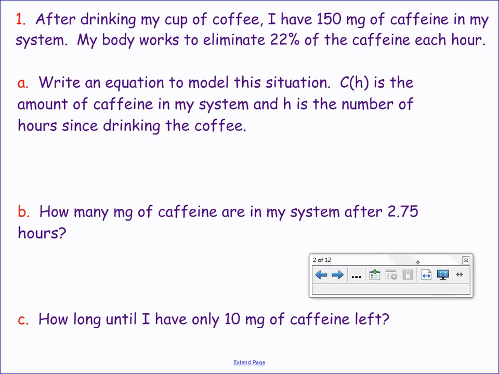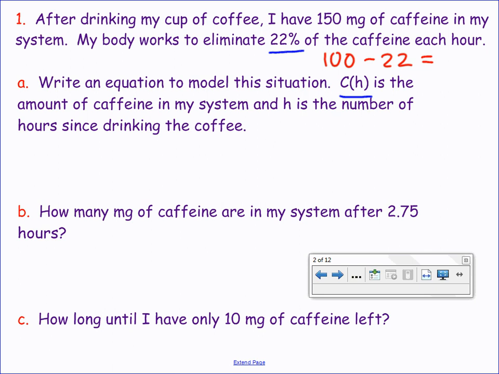C of H is going to be the title of my model for the amount of caffeine in my body in milligrams after H hours. And we know that 22% of the caffeine is eliminated each hour. And so if 22% is eliminated, what's the percent remaining? Well, I can figure out my percent remaining, that is my base B value, by taking the difference between 100% and 22%. And so what's the percent remaining then going to be for our base B?